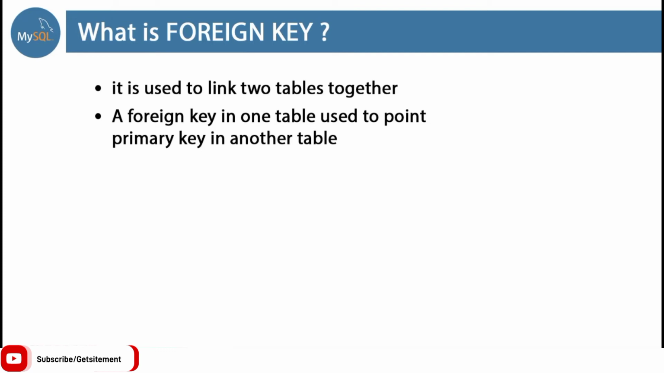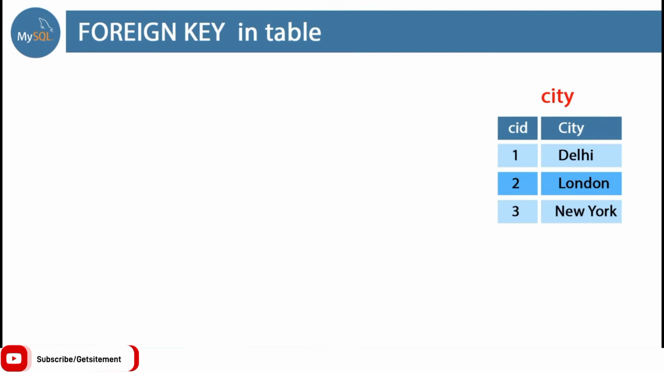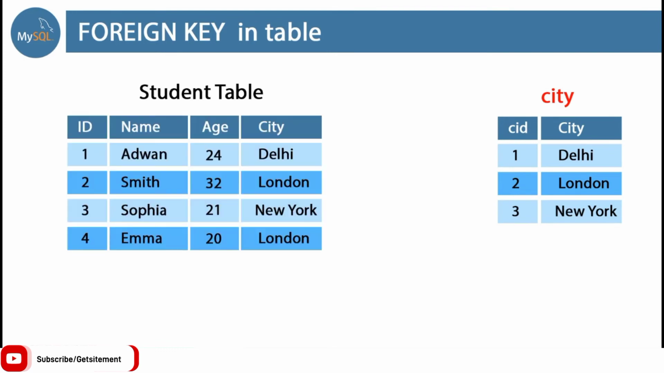Let's make it more simple. Here you can see a table named city. We just use 2 columns for this table, CID for city ID and city name. And we have another table named student.